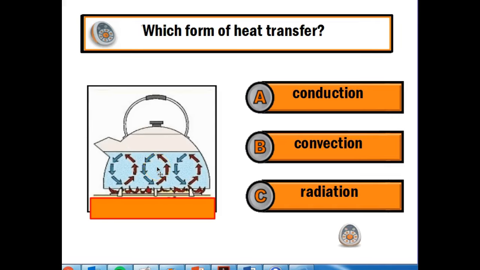Liquid in a tea kettle. Arrows going up and arrows going down. Which one is this one? Conduction, convection, or radiation? Yes, it's convection. This water's getting heated up. It'll become less dense and rise to the top. The cooler water at the top will sink to the bottom. Then it's going to get heated up, and they're going to continue changing places.